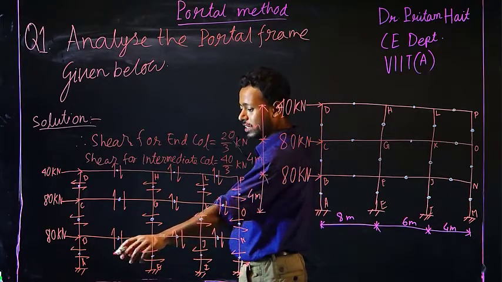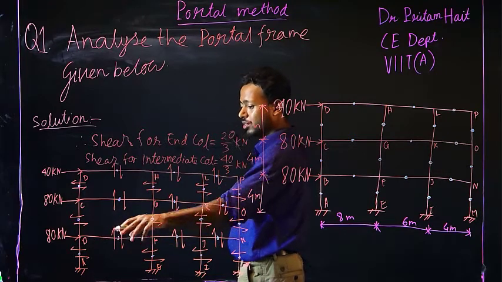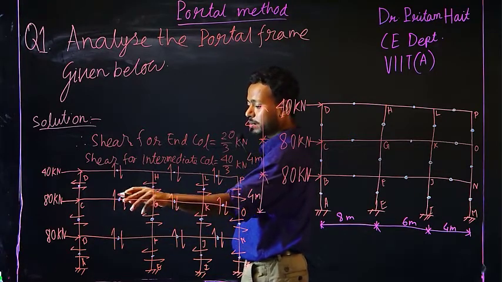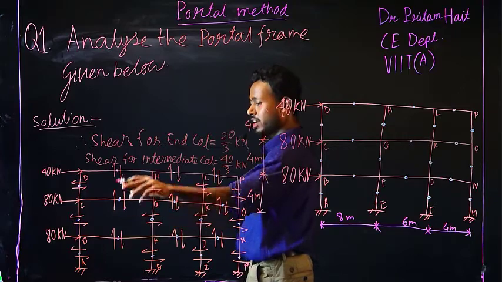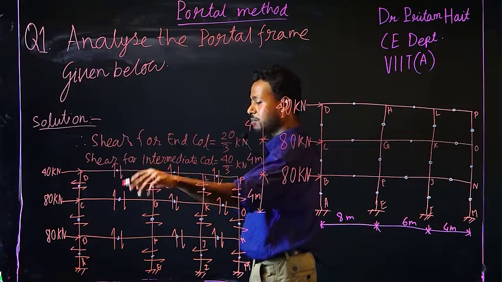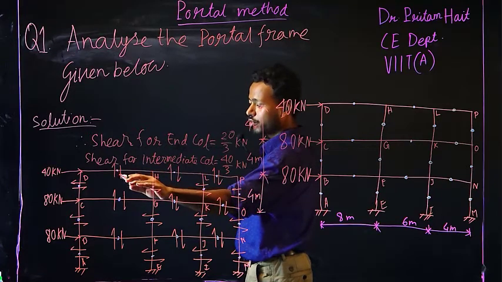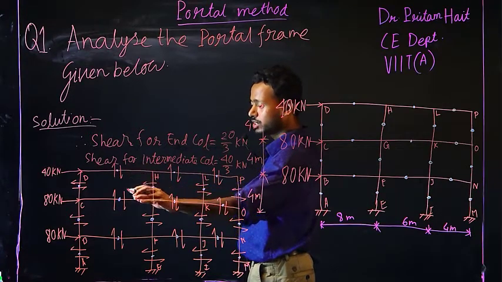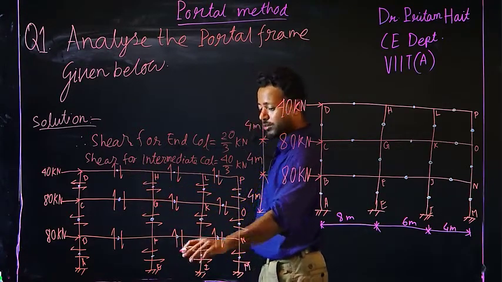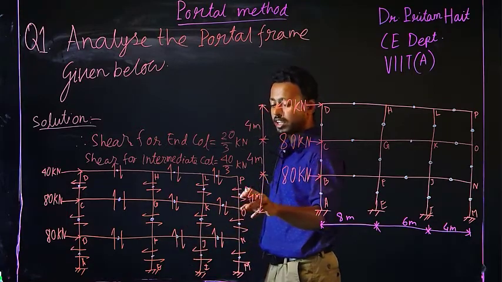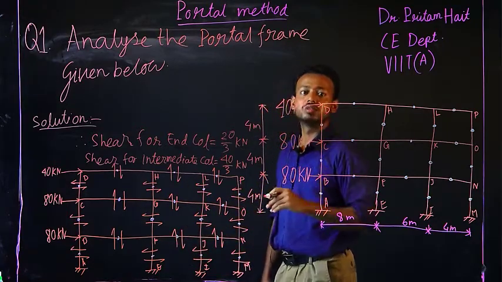I am assuming that in this beam the shear force on the left side of the point of contraflexure will be acting upward, and just after the point of contraflexure the shear forces will be acting downward. A similar pattern you can follow for the next bay.